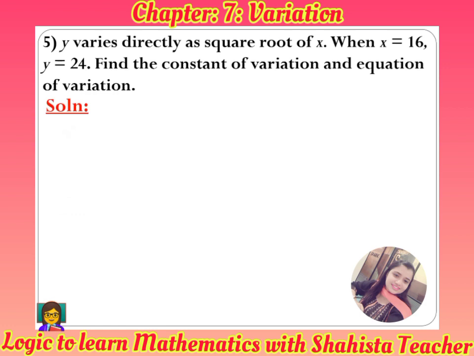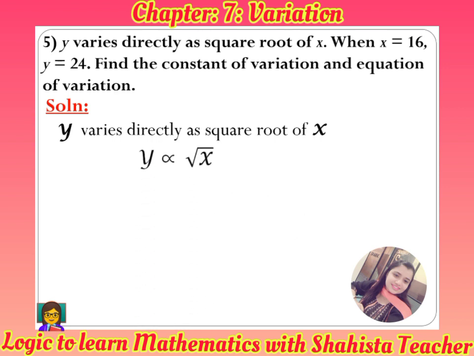So first we will write the solution. x is equal to 16 and y is equal to 24. Okay, so first, y varies directly as the square root of x. This is the given. Now here the y value is 24. After this we will write the equation. y varies as square root of x.